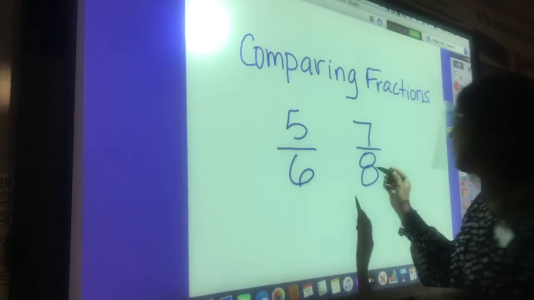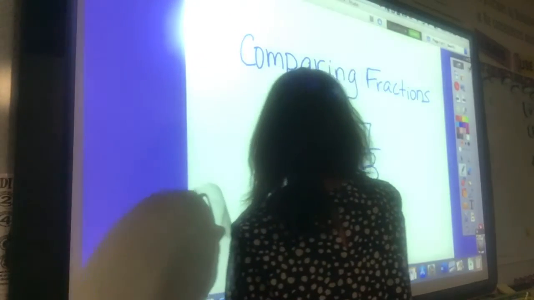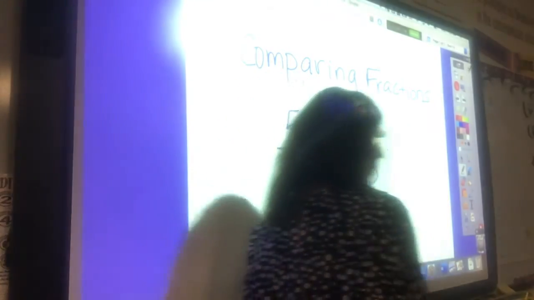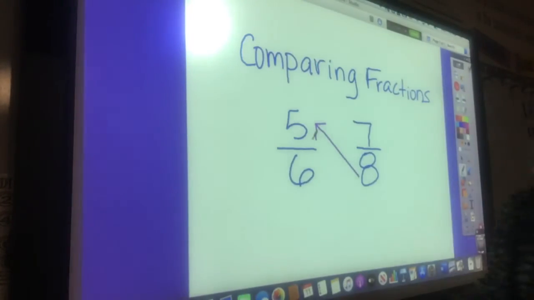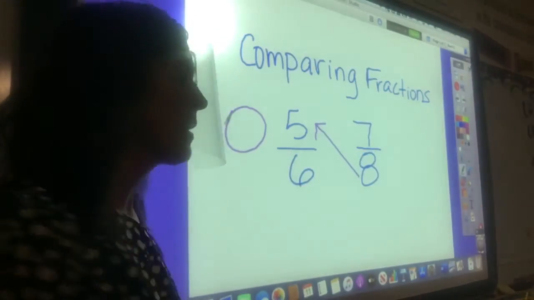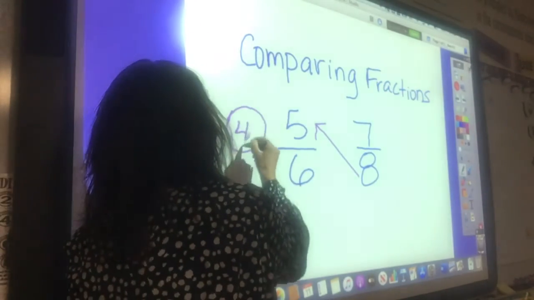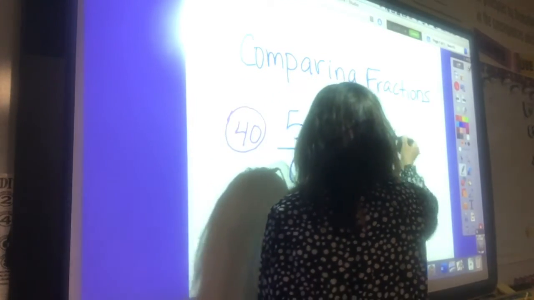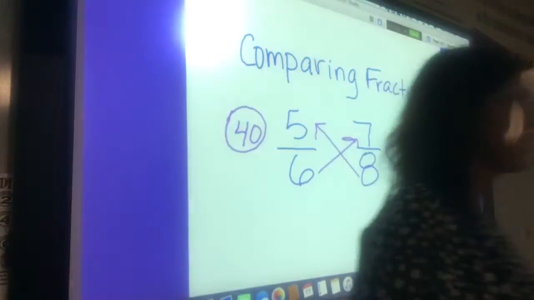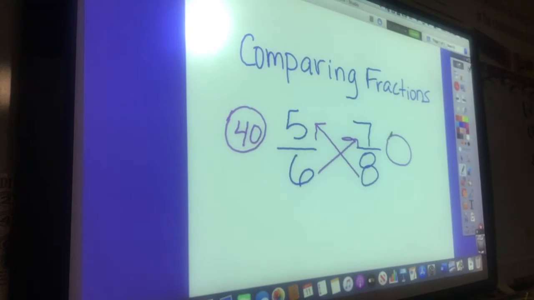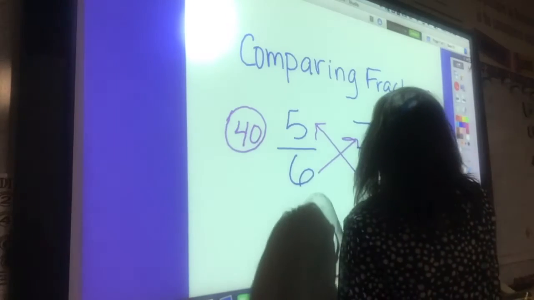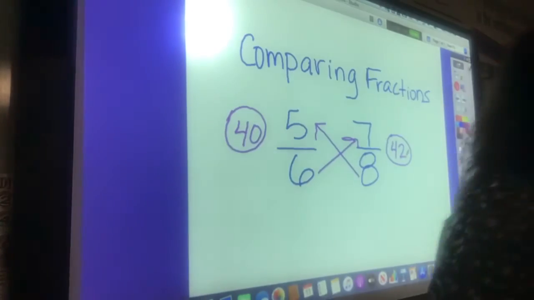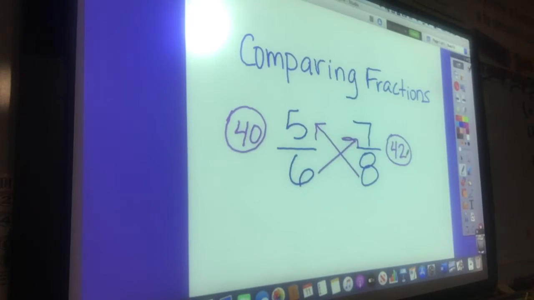So I want you to draw an arrow from the 8 going up to the 5, like this. Okay, and we're going to multiply 8 times 5. And so what do we get when we multiply 8 times 5, Thaxton? 40. So we're going to put a 40 right here. Then we're going to do the same thing. We're going to draw an arrow, and we're going to put the answer to 6 times 7 here. And so what do we get when we multiply 6 times 7, Annika? 42. Okay, the bigger fraction is the one with the bigger number next to it.